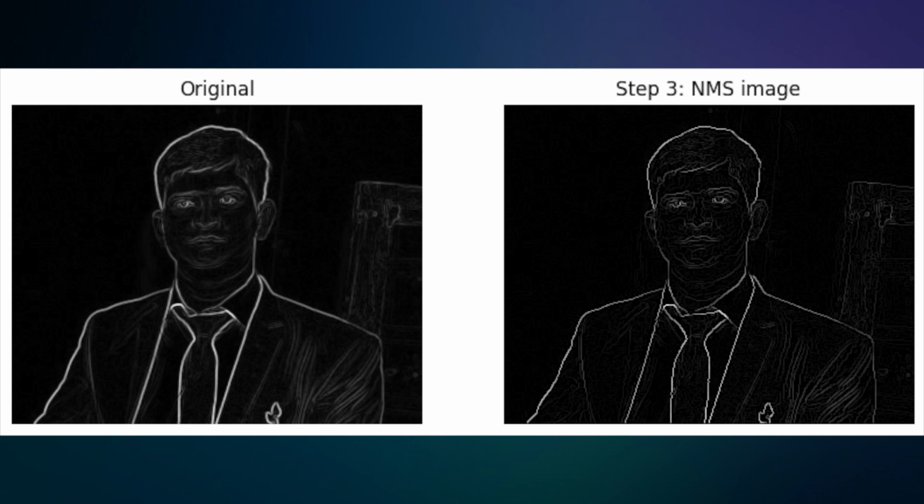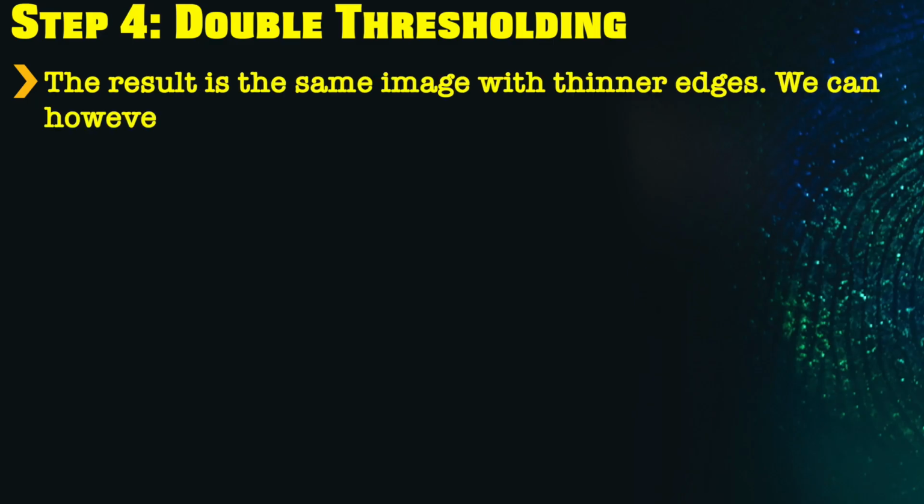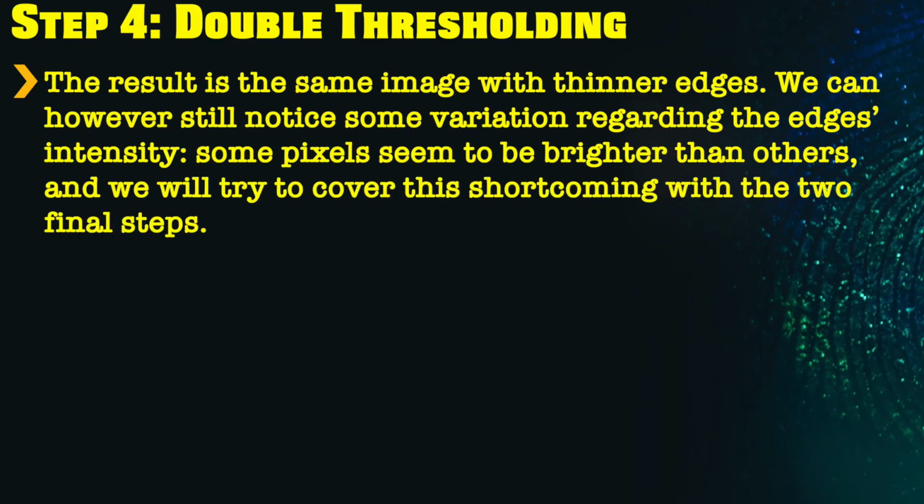You can see the result: on the left side, somewhere it is brighter and somewhere lighter, but on the right side it is the same everywhere. That is the result of non-maximum suppression. In this result, we get the same image with thinner edges, however there is still some variation in the edge intensity. Some pixels seem to be brighter than others, and another way to recover from this shortcoming is the final step.